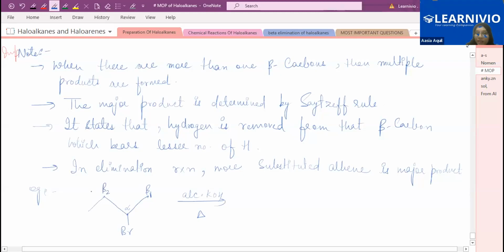Now Saytzeff rule क्या कहता है? Saytzeff rule said that हाइड्रोजन कहाँ से रिमूव होगा? Because ब्रोमीन तो यहीं से रिमूव होगा, अल्फा कार्बन से. So from where the hydrogen will be removed, because there are two beta carbon positions, right? Hydrogen is removed from that beta carbon which bears lesser number of hydrogen, right? Here you can see 3 hydrogens है. It's CH3, right? Because यहाँ पे terminal पे. And यहाँ पे क्या है? 2 hydrogen. So obviously यहाँ से आप remove करोगे, right?